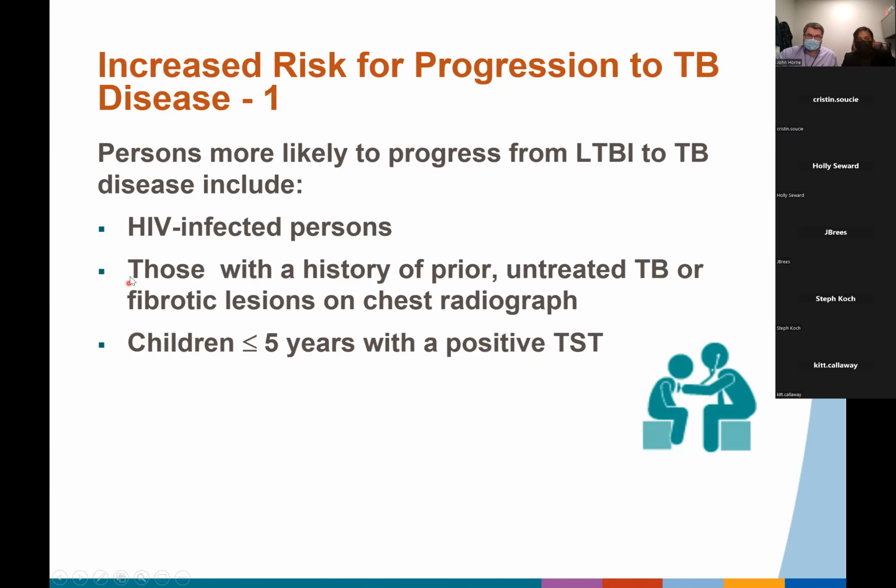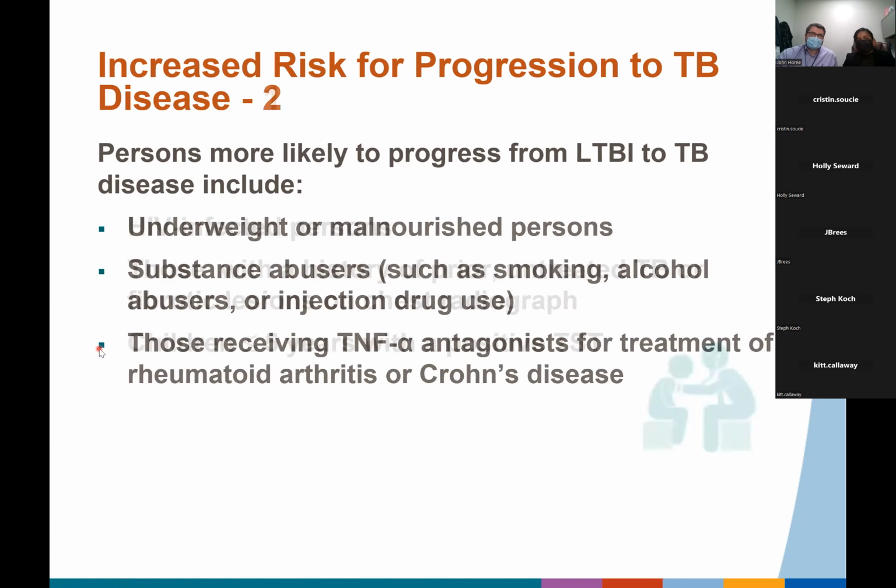Increased risk of progression. And this is HIV infected people, those with a history of prior untreated tuberculosis, and children. And then this is part two would be underweight or malnourished people, substance abusers such as smoking, alcohol, injection drug use, those who have TNF alpha antagonists. So these are people that are on immunosuppressants to treat conditions like rheumatoid arthritis or Crohn's.